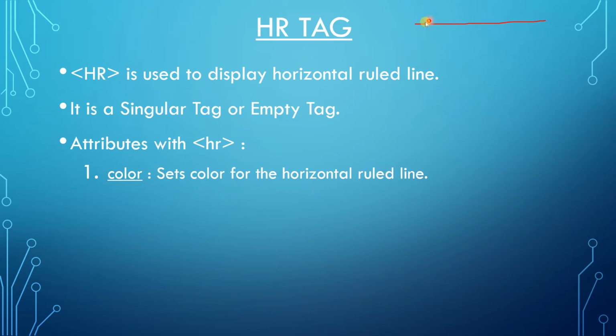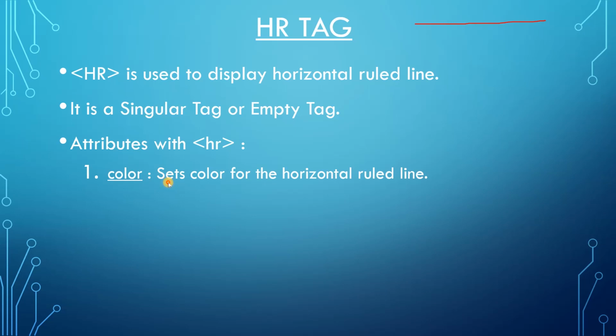Now see this line, you can see it is red in color. But if you're not giving the color, it will not be red. It will be in black color. So suppose you want to give a color to the horizontal line, then you can give the color. In the color attribute you have to write HR color is equal to red. If you want red, write red; green, blue, whatever color you want, you can write that color in the inverted commas.